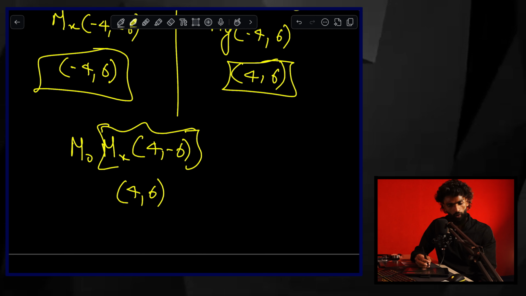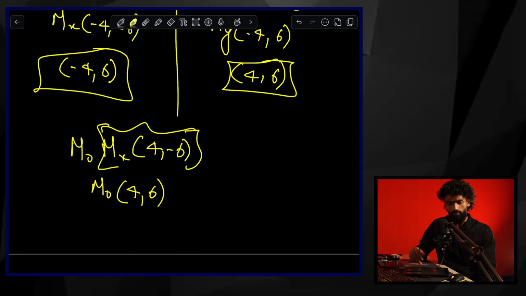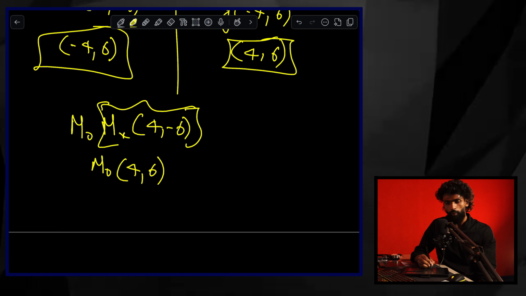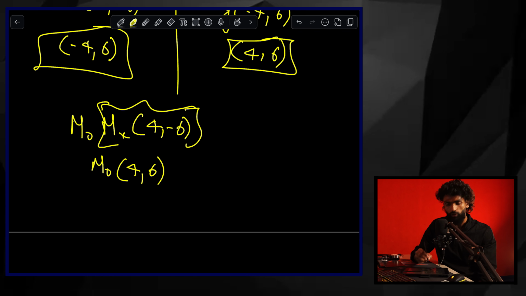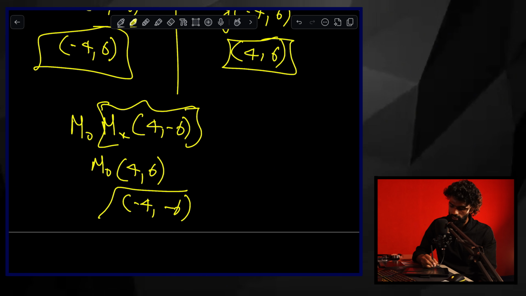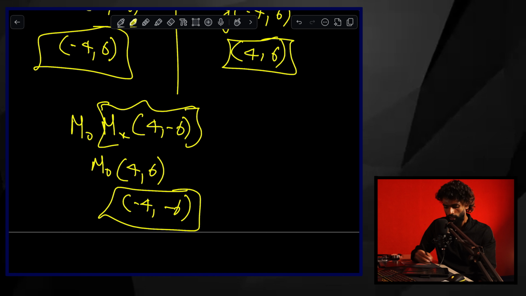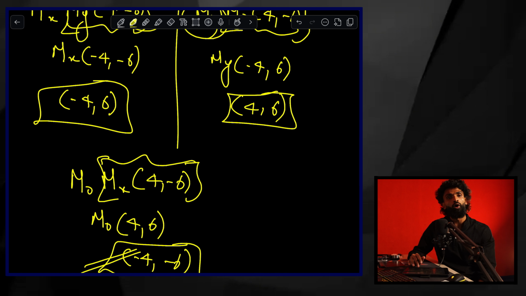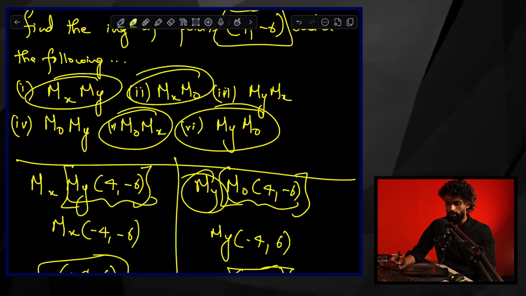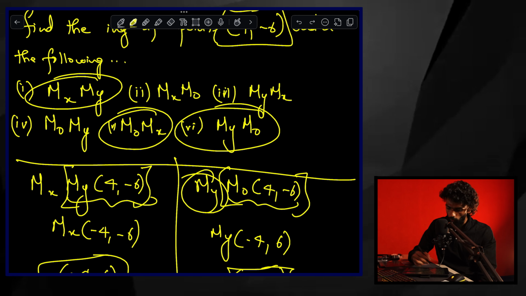Are we done with the question? Not yet. MO is remaining. So, can you do this? Obviously, MO meaning 4, 6, the reflection is going to happen through the origin. Both change, becomes minus 4, minus 6. This is your final answer. And be careful that your final answer will not have any M or any letter along with this. I've solved the 1st, 5th and 6th.